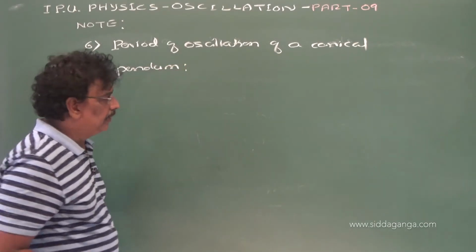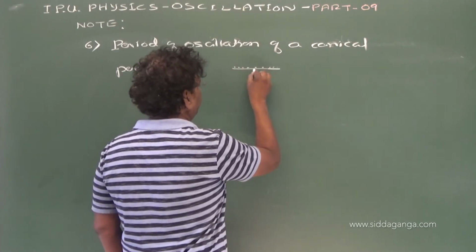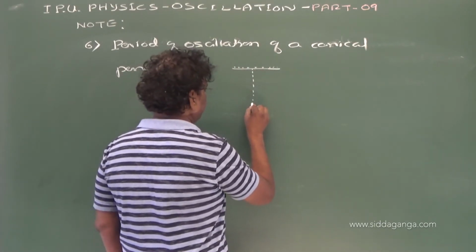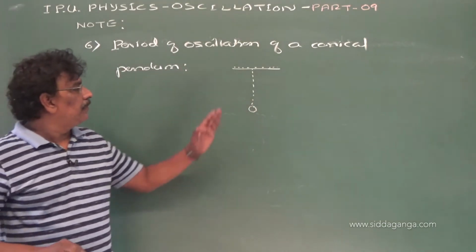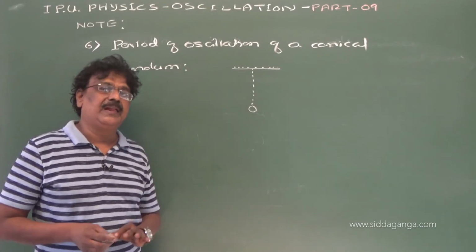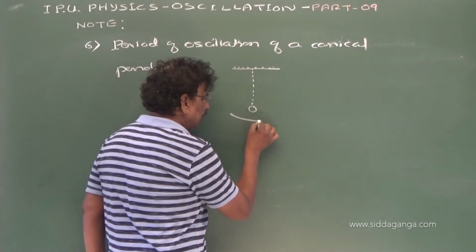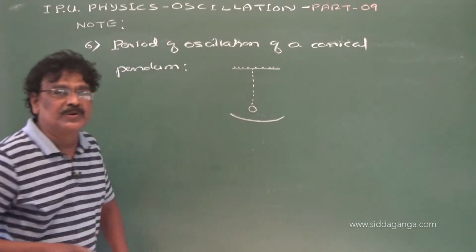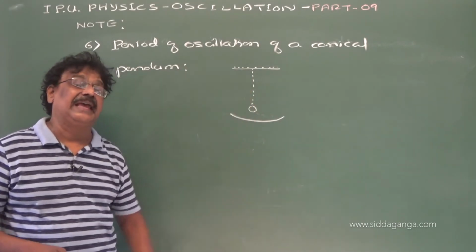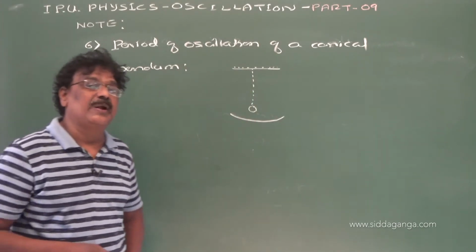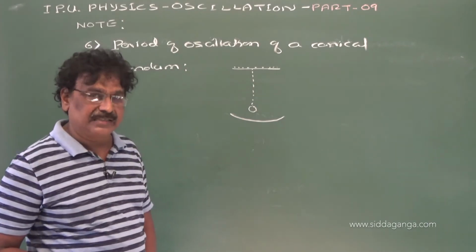Conical pendulum. Suppose we are having a pendulum here. Whenever it is executing simple harmonic motion, it executes to and fro motion. It retraces this arc again and again at a regular interval of time. We say that the simple pendulum is oscillating.